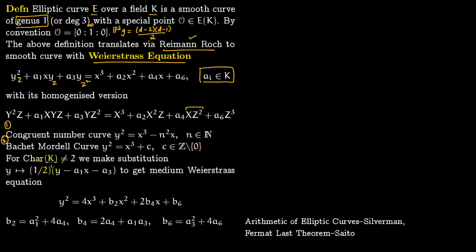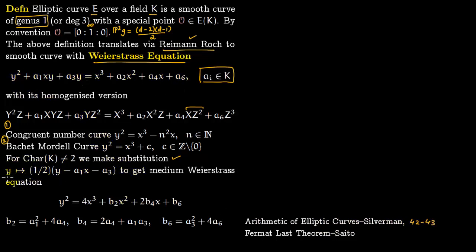If the characteristic of our underlying field K is not 2, then we can make a substitution. The reason we are making a substitution is because this seems really long to us. We want something simpler. The details of the substitution you can find in this book, Arithmetic of Elliptic Curves by Silverman, on pages 42 and 43. We make the substitution because we want to make our life easier.